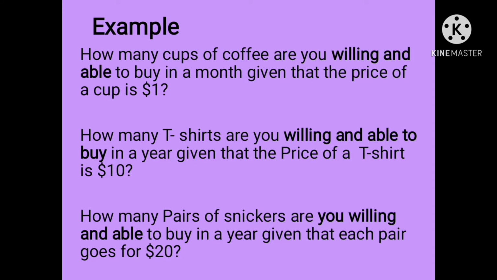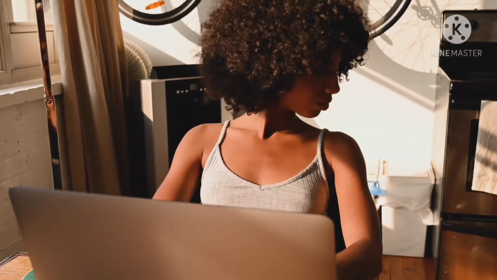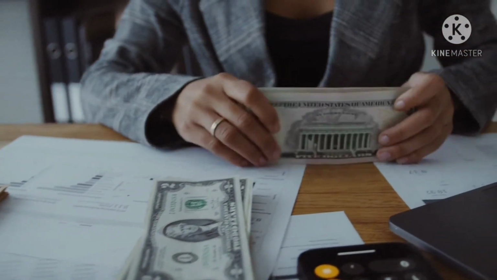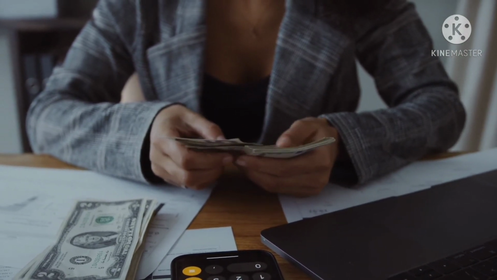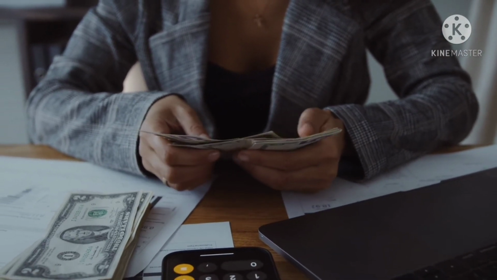How many cups of coffee are you willing and able to buy in a month, given that the price of a cup is $1? Are you willing and able to buy 1 or 2 or 10 or 30? You're choosing to buy a cup of coffee daily, which is normal. But are you able? Yes, you are willing, but are you able? If that is true, that you are also able, then that is what we are calling demand. If the answer is 15, then 15 units, 15 cups in this case of coffee, is your demand a month.